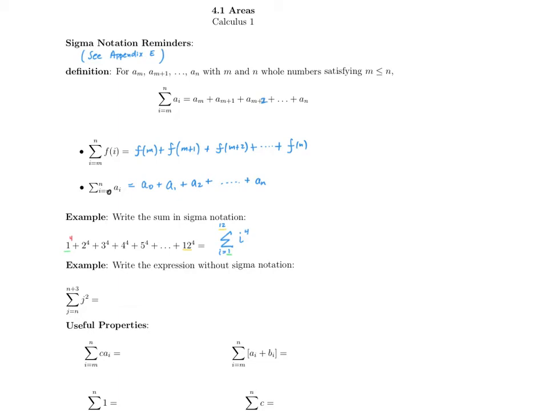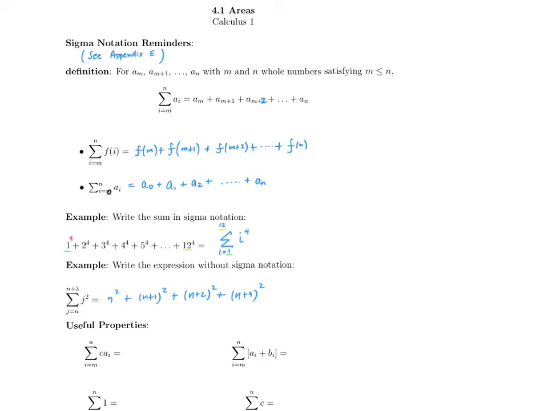So how many terms should this sum involve? 4. Substitute in j equals n, put a plus sign. Substitute in n plus 1, put a plus sign. Substitute in n plus 2, put a plus sign. And then we finish with n plus 3.